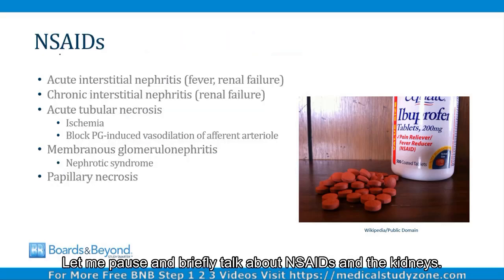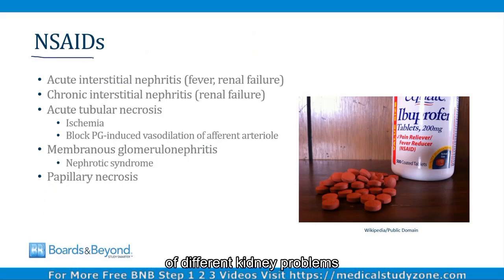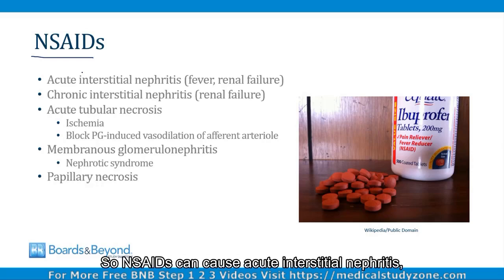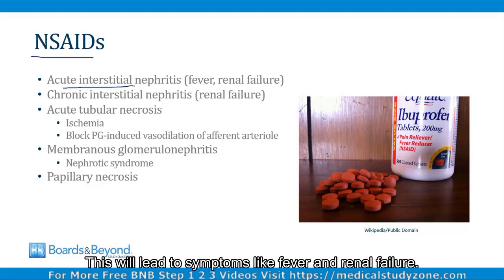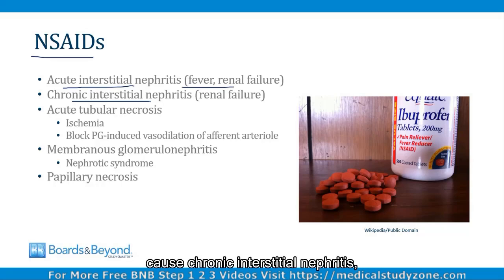Let me pause and briefly talk about NSAIDs and the kidneys. NSAIDs are associated with a lot of different kidney problems, and it's hard to keep them all straight. So I've listed them all on this slide, and let's go through them one at a time. So NSAIDs can cause acute interstitial nephritis, which we've already talked about. This will lead to symptoms like fever and renal failure. And then NSAIDs can also cause chronic interstitial nephritis, which is associated with renal failure.